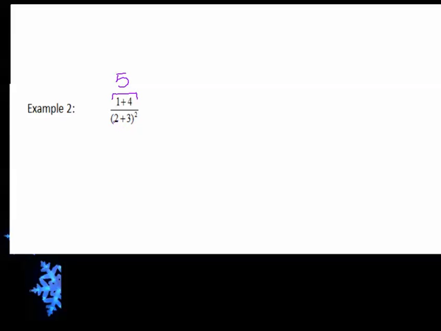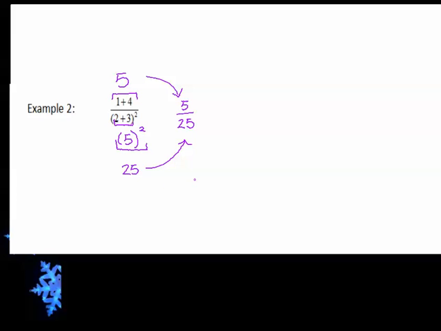Do I have any groupings? Yes, I have 2 plus 3. 2 plus 3 is 5 to the second. Then I can solve 5 to the second. That gives me 25. Now I've solved all the top, I've solved all the bottom. Now what I'm going to do is bring it together as one fraction. 5 over 25.